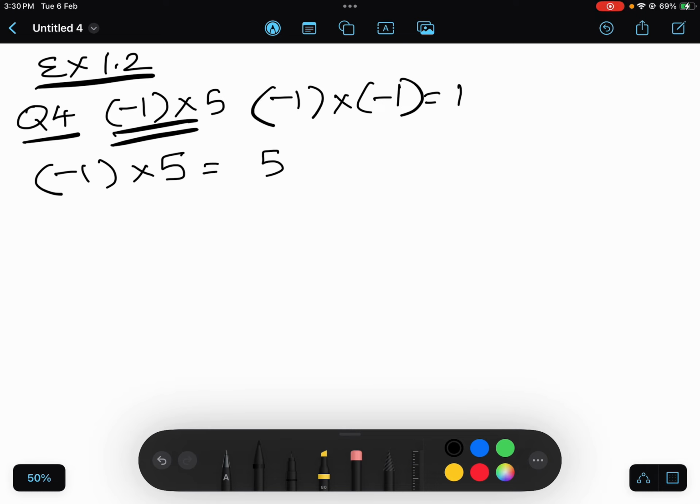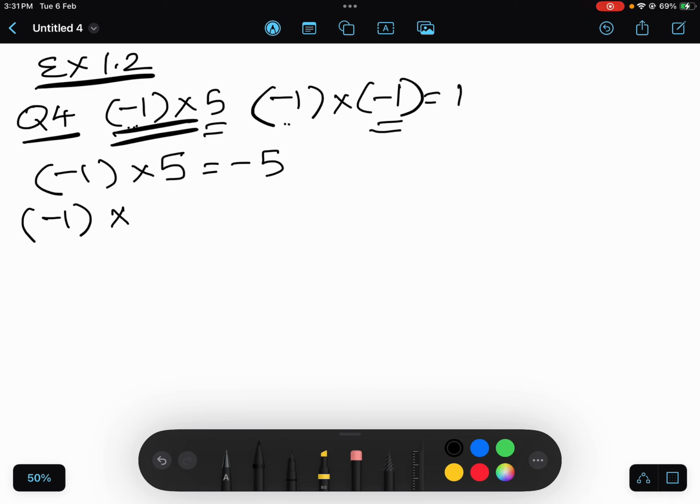It is -5. Now what you do is, see the difference is, here we are having the same number, -1, and then you are having 5 here, and here you are having -1. So let us decrease the number step by step and see what is happening.